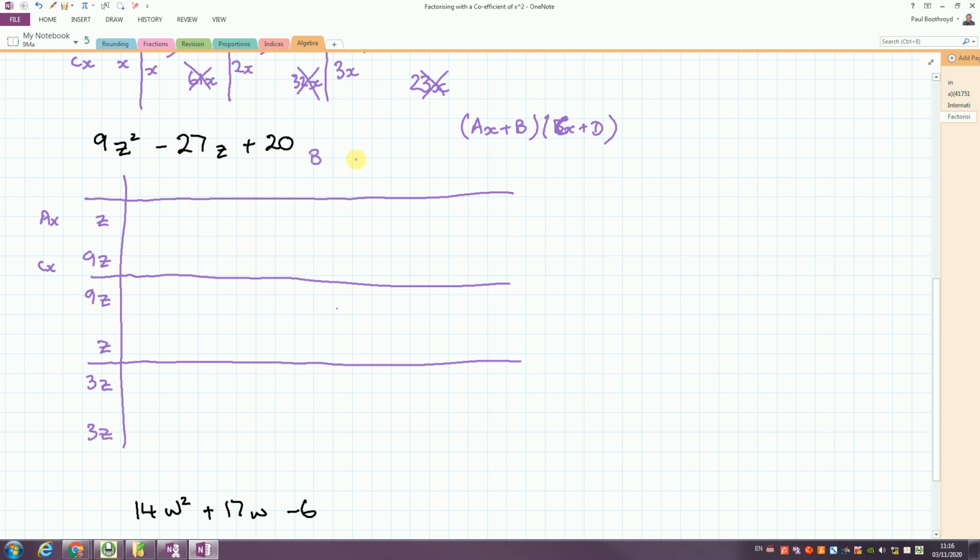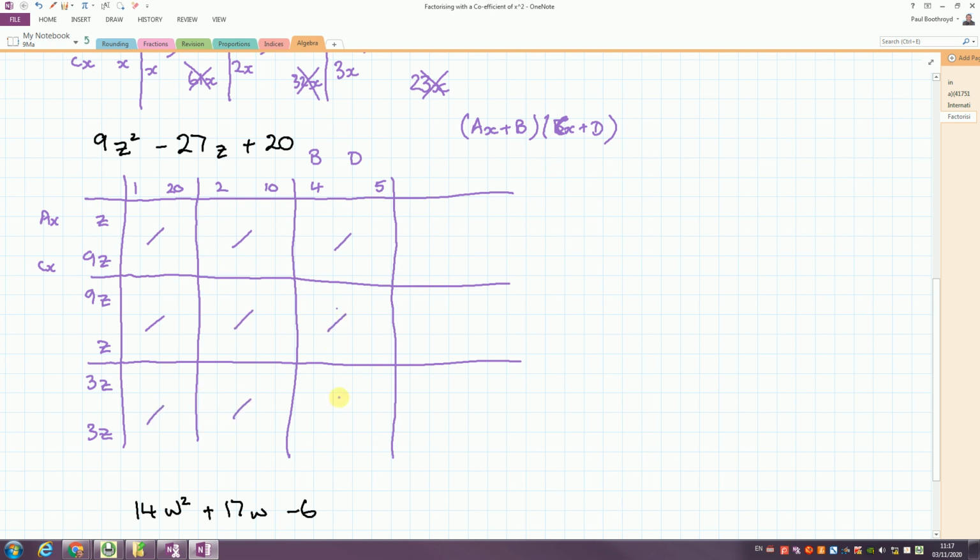B and D. So numbers that multiply to give me 20 are going to be 1 and 20. Next one is going to be 2 and 10. And 4 and 5. You can hunt for fractional results, but it's often not prudent to do it. So again, we're only doing this diagonal. 9 possible values to hunt for, and with practice and experience you may find quick ways of finding some.